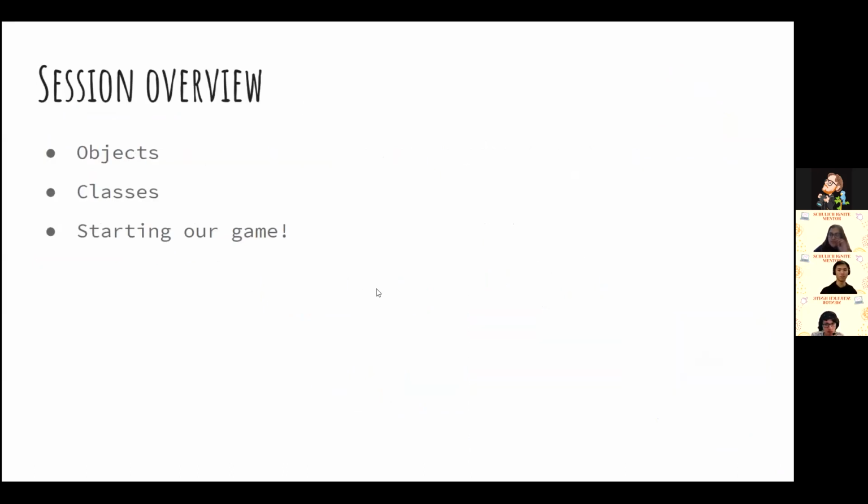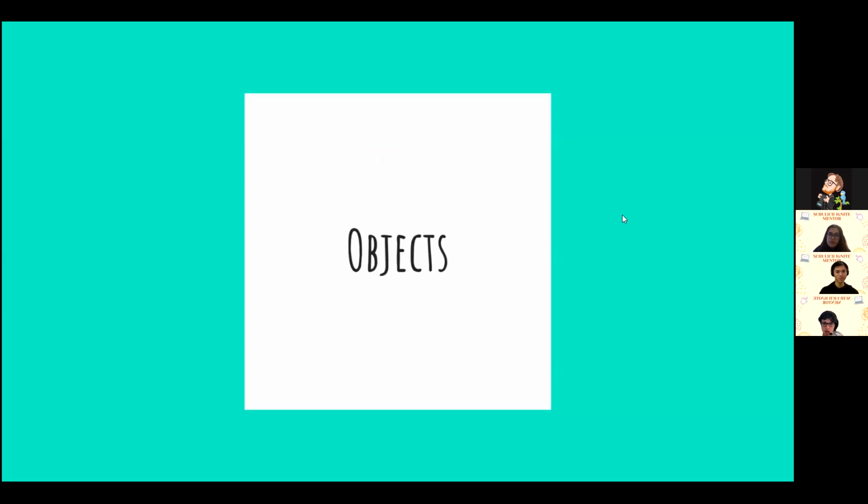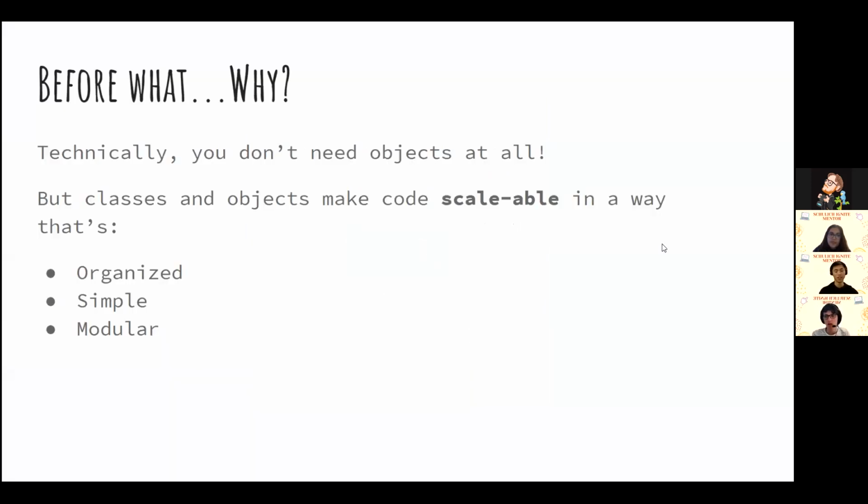Anyway, let's jump right into it. So object-oriented programming is made of two fundamental things, classes and objects, and we're going to be hitting those today. And we're also going to get the foundation of our game started. I'm excited. All right, let's take a look at what objects are.